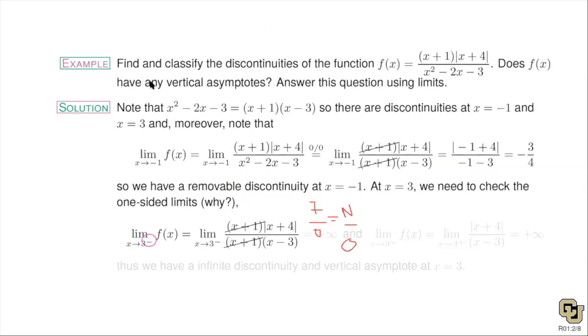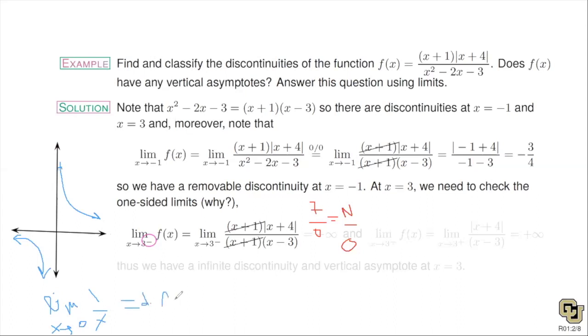I think it's really important to keep in mind the graph of 1 over x as a comment about these one-sided limits. Think about the graph of 1 over x as x approaches 0. The limit of 1 over x as x approaches 0, the two-sided limit, does not exist, right? It's not infinity or minus infinity. This is a DNE.